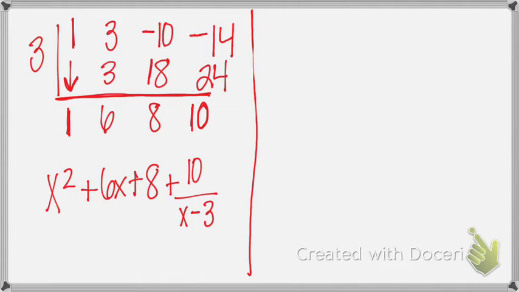All right, so long division is called long division because it gets pretty long, right? So we have x minus 3.